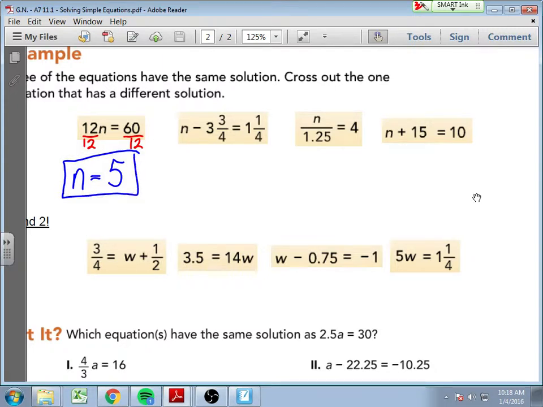Pranav, can you pick another one to tell me how to solve? Can I do the third one? Sure. So we have n divided by 1.25, and we have that equal to 4. So basically we can do multiplication because that's the inverse operation of division. So the 1.25 and the other 1.25 will cancel out, and 4 times 1.25 is 5. Yeah, so when we multiply on both sides, we again find n is equal to 5.